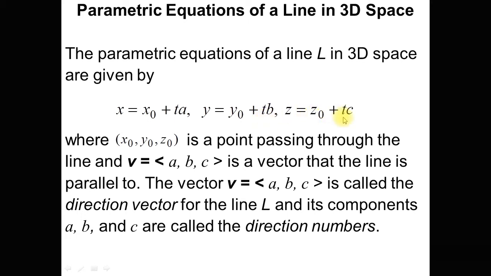where (x₀, y₀, z₀) is a point on the line and v = ⟨a, b, c⟩ is a vector that the line is parallel to. The vector v is called the direction vector for the line L, and its components a, b and c are called the direction numbers.